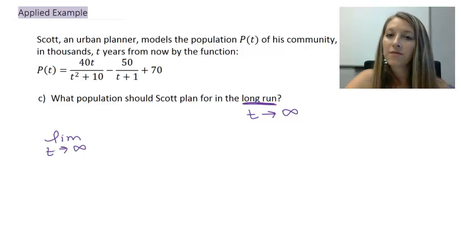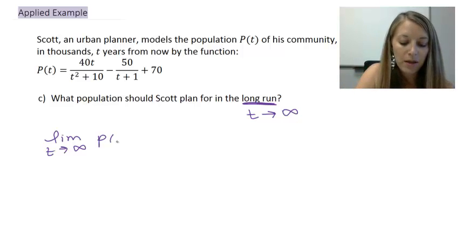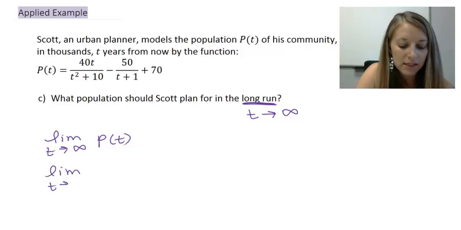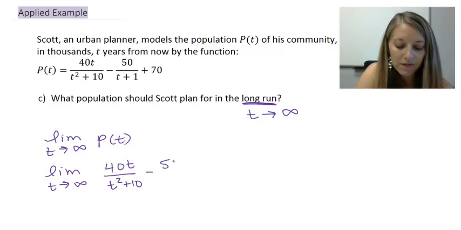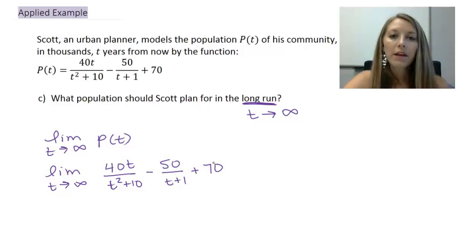Well, we just learned how to take infinite limits, the limit as t approaches infinity of our function p of t. We can plug in what p of t is: the limit as t goes to infinity of 40t over t squared plus 10, minus 50 over t plus 1, plus 70. Now, so far, the infinite limit examples that we've had was one polynomial function or one rational expression. The problem here is we see that we have more than one fraction, so how do we handle it?